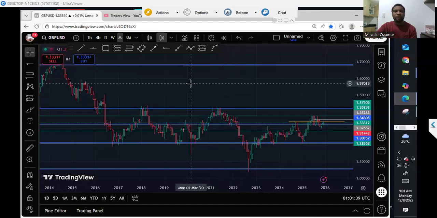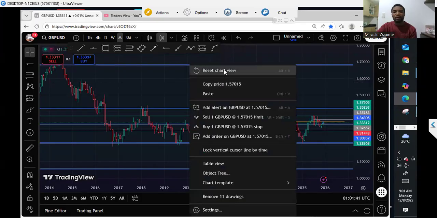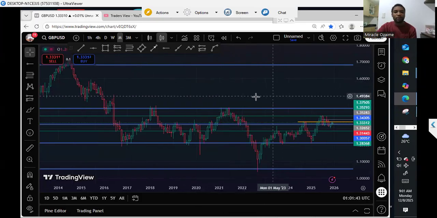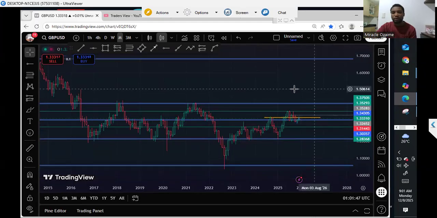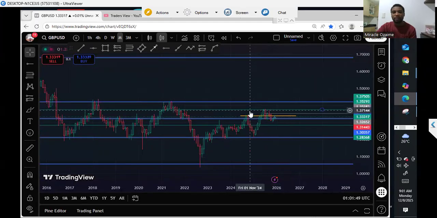This is GBPUSD. I'll come to my monthly time frame as usual and check what the price is doing. I could see on GBPUSD it is kind of corrective. I could see a corrective pattern on price at the major level. It's looking corrective here at the major zone region.